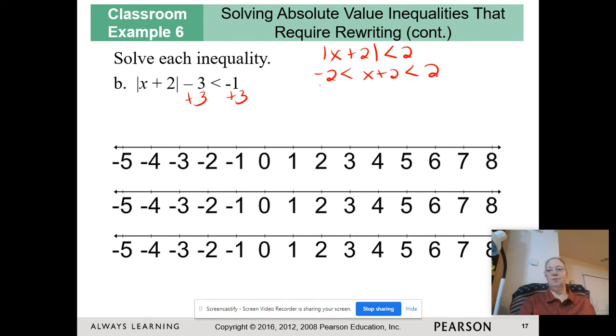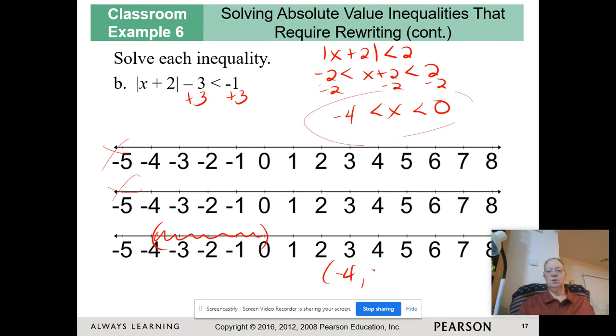Okay, our negative on the left, positive on the right. Don't forget, when you subtract the 2, you have to subtract it in all 3 places. And we don't need 3 different number lines, not when it is between. So my -4, my 0, and my interval would look like -4 to 0, like that.